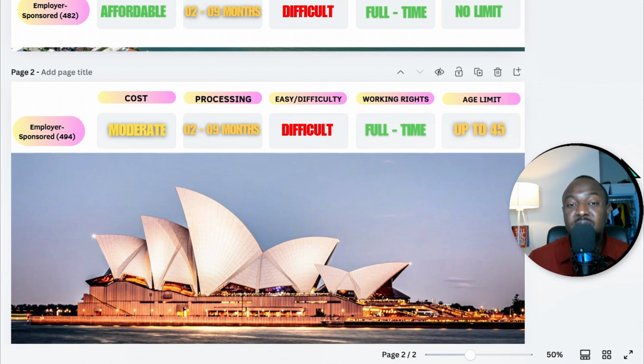Okay, how easy or difficult it is, I'll say it's also difficult. Again, you need to make sure you find an employer that is willing to sponsor you under visa subclass 494. Working rights, you have full-time working rights. Age limit, you have to be up to 45, with the exception of if you are targeting the designated regional areas. Okay, they've got concession, and this is where maybe you can stretch this to be around 50 to 55. Most of the designated regional areas, if you're around 50 to 55, you'll be able to apply for this visa.